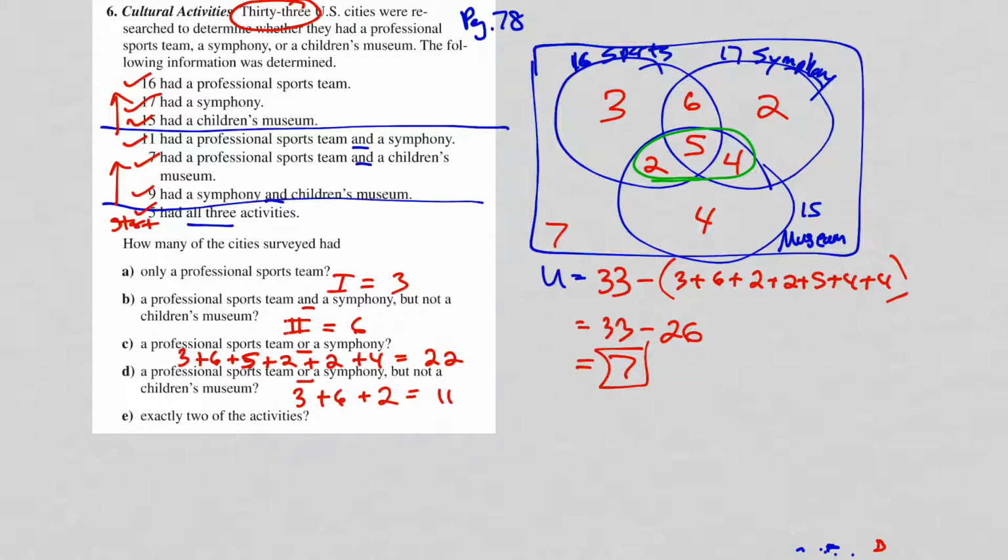Okay, then the last question is exactly 2 of the activities. And exactly 2 would be, that's 2, that's 2, and that's 2. 2 activities. So basically 6 plus 4 plus 2, which is 12.